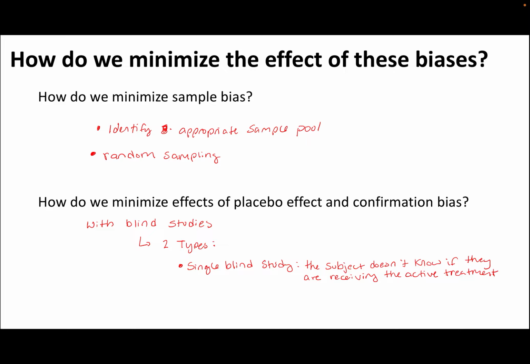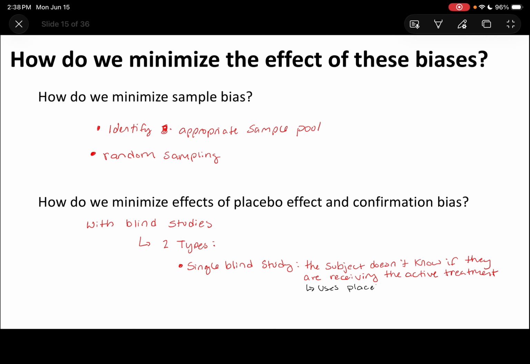Essentially, in a single blind study, the subject doesn't know what treatment group they've been assigned to, okay? Now you might be asking yourself, how is that possible? Like, for instance, if I'm testing a medication for blood pressure, aren't the subjects gonna realize if I don't give them a pill? Well, the way that we're able to complete these single blind studies and keep subjects in the dark is through the use of something called a placebo.